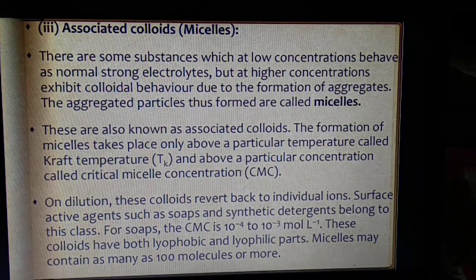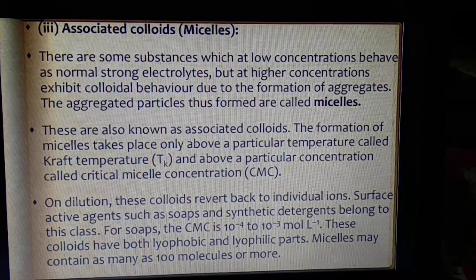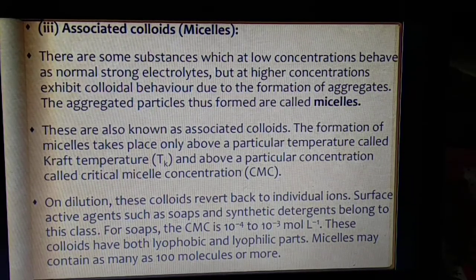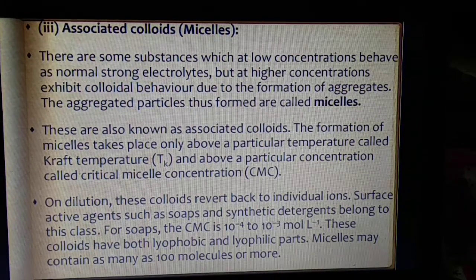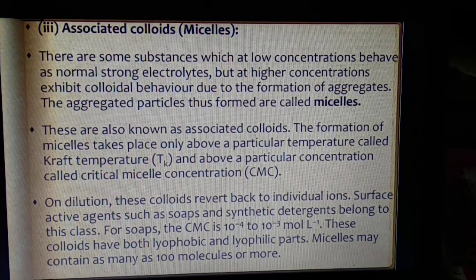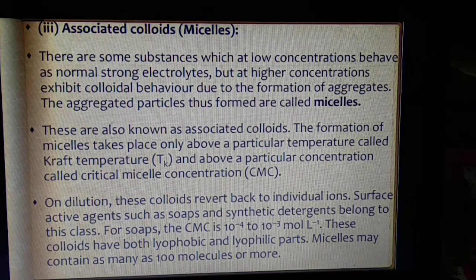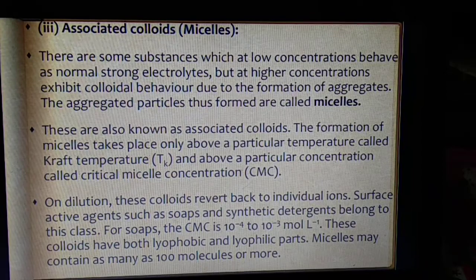Now students, associated colloids. Associated colloids are some substances which at low concentration behave as normal strong electrolytes but at higher concentration exhibit colloidal behavior due to the formation of aggregates. The aggregated particles thus formed are called micelles. In the exam, maximum times we have seen the question coming, what are micelles? Actually, at low concentration some substances behave as normal strong electrolytes, but at higher concentration, what is happening here?